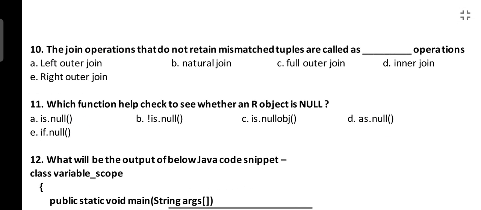Next is, the join operation that does not retain mismatched tuples is called. So this is inner join. Inner join only uses matched tuples.